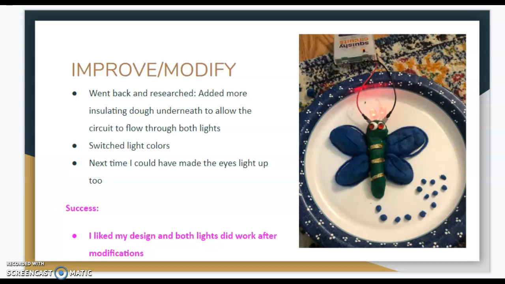And I said next time I could maybe try to also put the eyes as lights and see how that would work with all four going. What I found successful was I did like my overall design and the things that I added to make it a little bit nicer looking. And both the lights did work after modification.